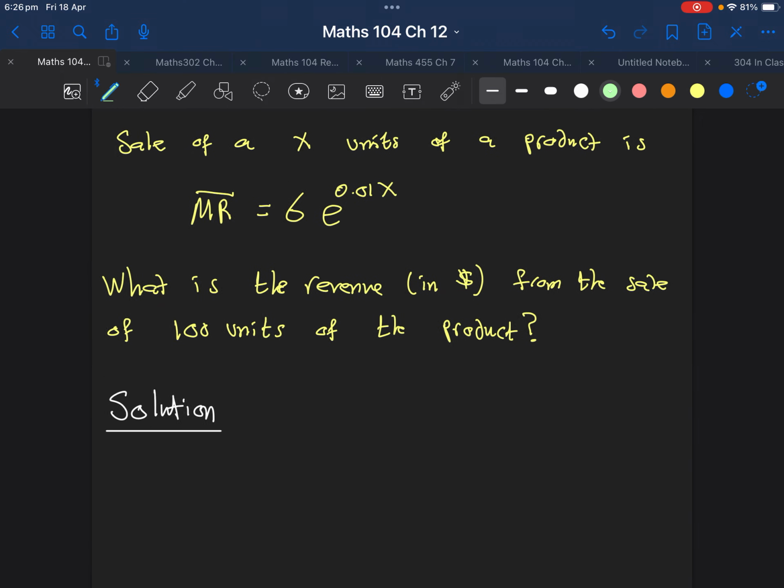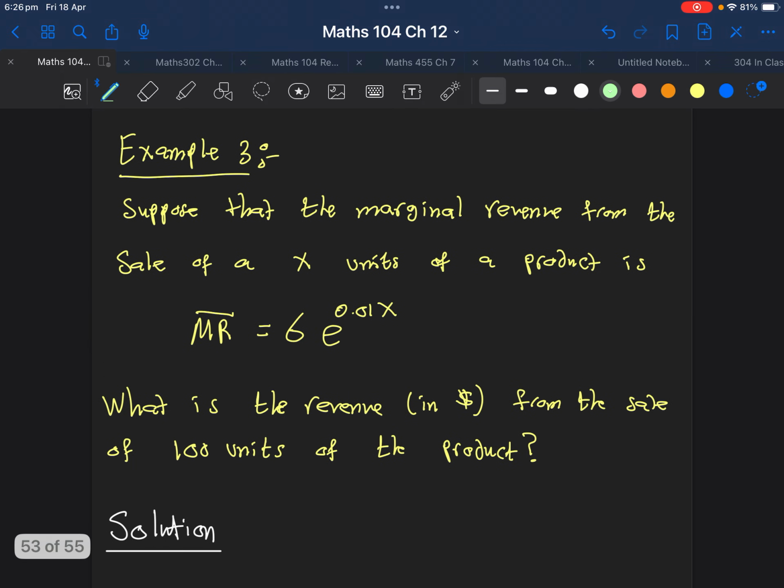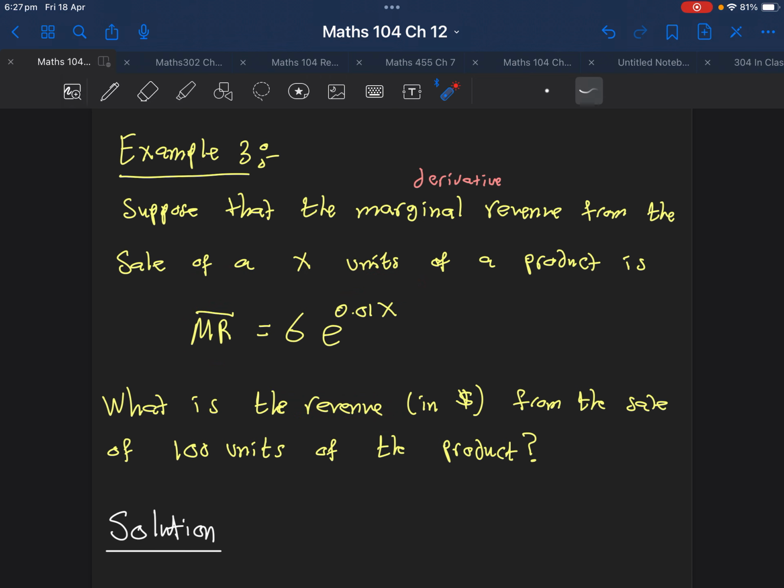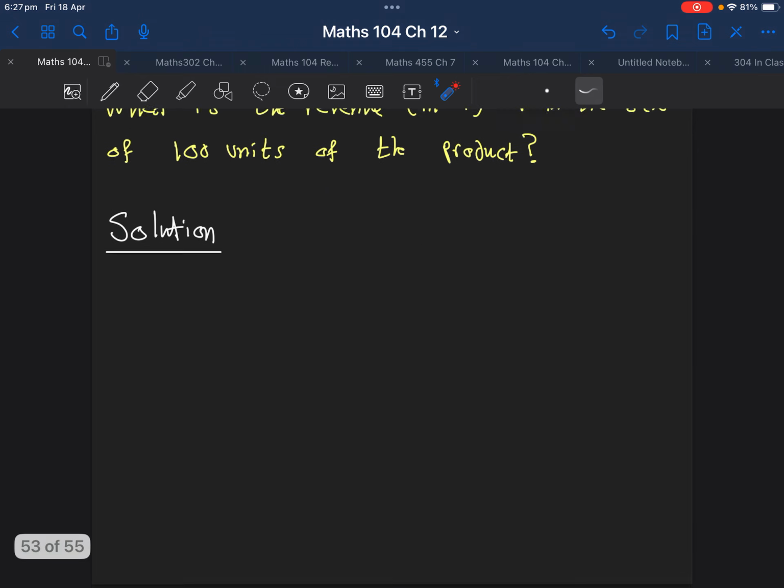Let's go to example number 3. In example number 3, we are given the marginal revenue. So again, we are given the derivative. I have the derivative, and I have to find the revenue. So you have the derivative of the revenue, the marginal revenue, and you need to find the revenue. And then we need to substitute 100 to find exactly the revenue when x is 100.